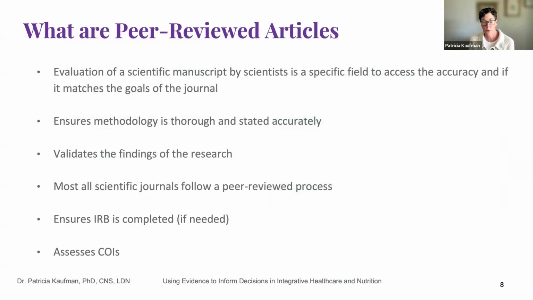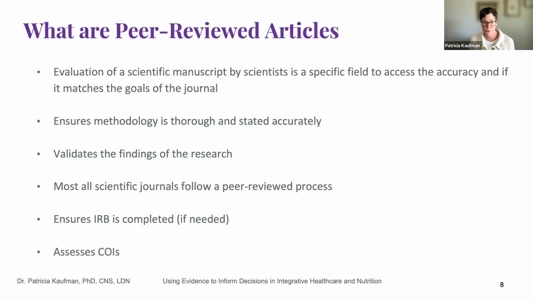A peer-reviewed article is the evaluation of a manuscript by scientists in a specific field to ensure accuracy. I'm a peer reviewer for a couple of journals, and my job when I get an article to peer review is to go through it and see if it's valid and accurate. I'm only given articles that are in my field and that I have some type of specialty in. Peer reviewers are also responsible for looking at the methodology. Is it accurate? And did they validate the findings of their research question?